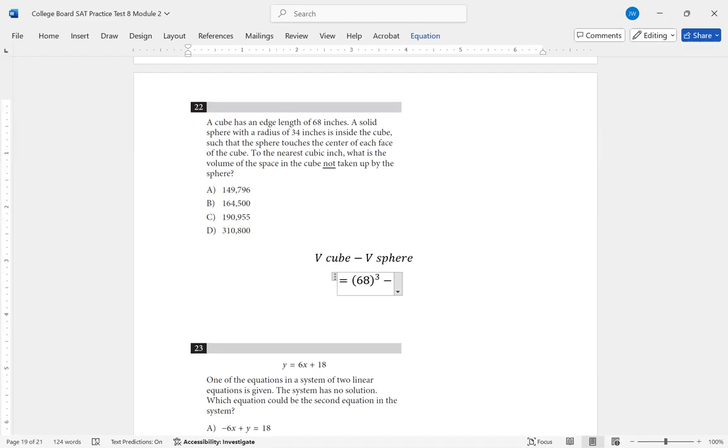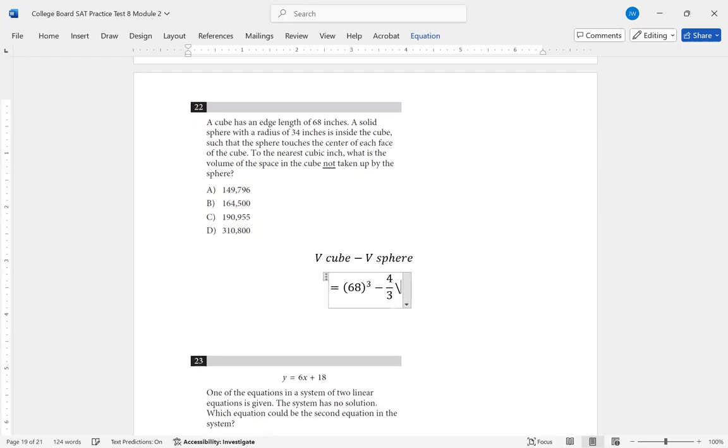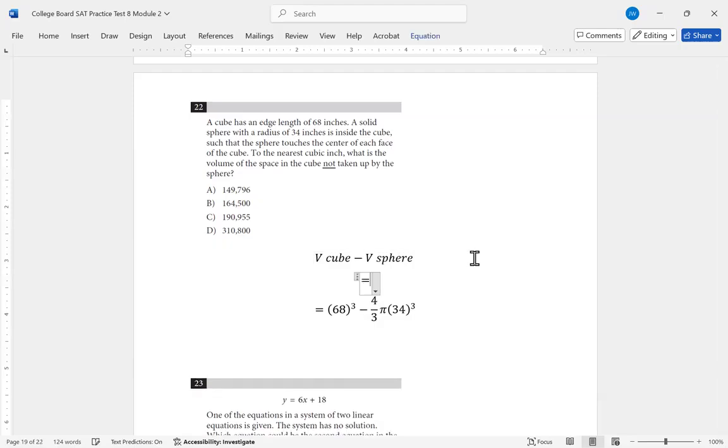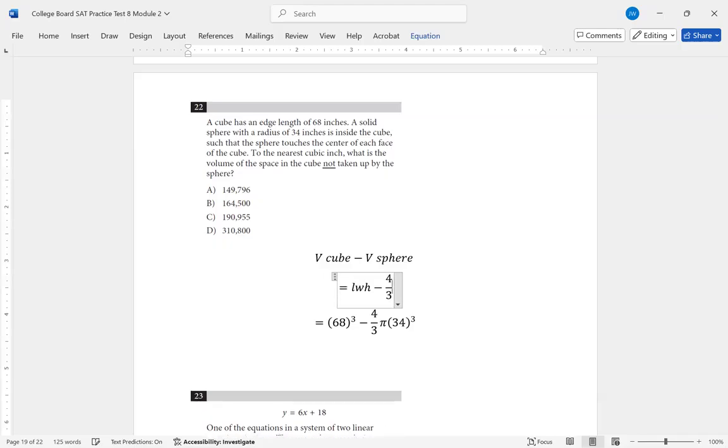And then we subtract off the volume of the sphere. Now a sphere has volume of 4/3 times pi times the radius cubed. Since the radius of our sphere is 34, we can take that 34 and cube it. So let me state that again. The volume of a cube is length times width times height. The volume of a sphere is 4/3 times pi times the radius cubed.